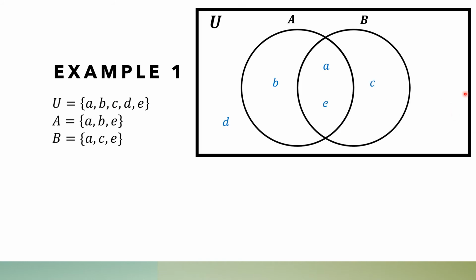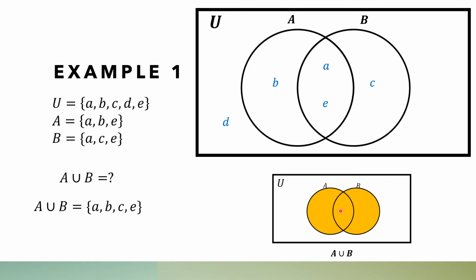Example 1. We have A, B, C, D, E. Set A is A, B, E, and B is A, C, E. As you can see, this is our visualization, just the same as the other one. Now we have A union B. We combine the elements of A and B, so what we have there is A, B, C, and E. In the visualization, combining the shaded parts is what we call the union.